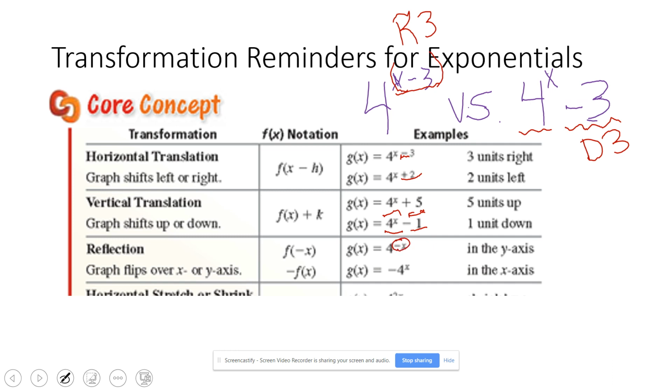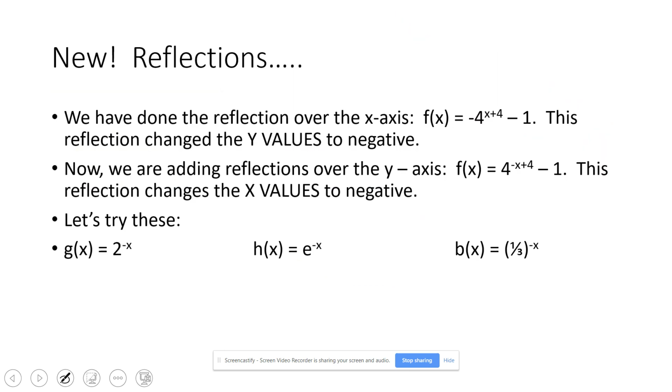When the negative is touching the x, it's a y-axis reflection. And then when it's in front of the 4 not touching the x, it's an x-axis reflection. So we've done the x-axis reflections before. This changes our y values to the opposite sign. In our case, for these ones, our y values are all positive, so it will turn them negative.